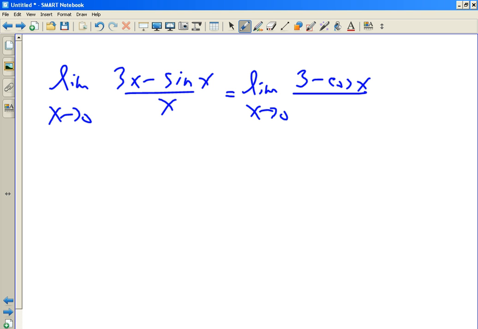Yeah. And derivative of the bottom? 1. So plug in 0, what do you get? 2, right? That's it, done. Okay.